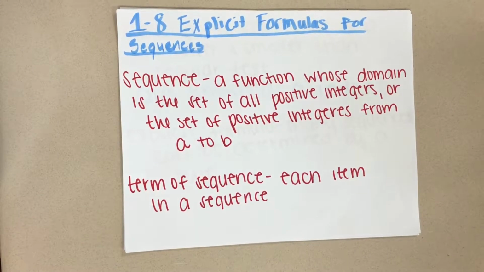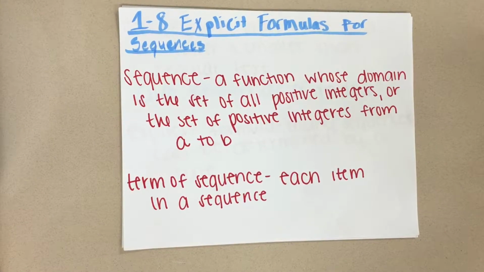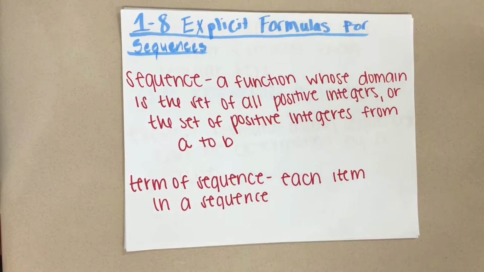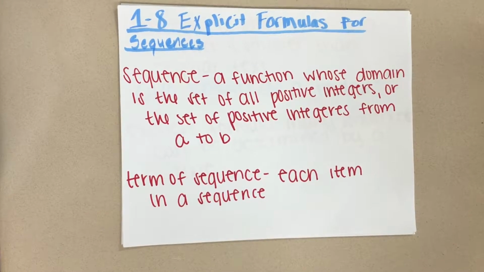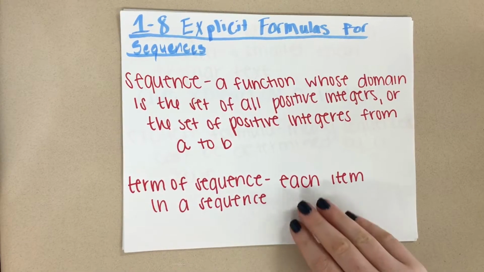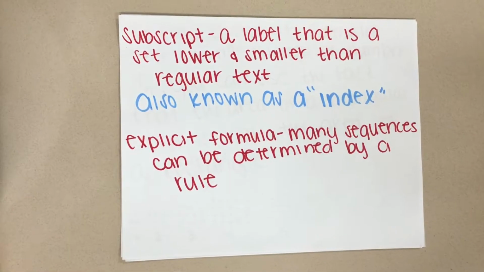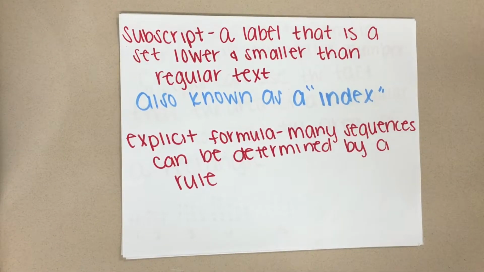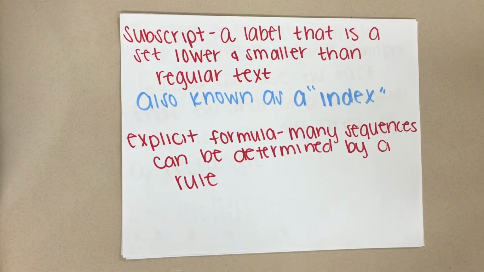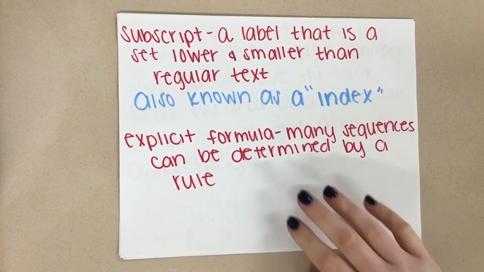Explicit formulas for sequences. A sequence is a function whose domain is the set of all positive integers or the set of positive integers from A to B. A term of the sequence is each item in a sequence. A subscript is a label set lower and smaller than regular text, also known as an index. An explicit formula is a rule by which many sequences can be determined.